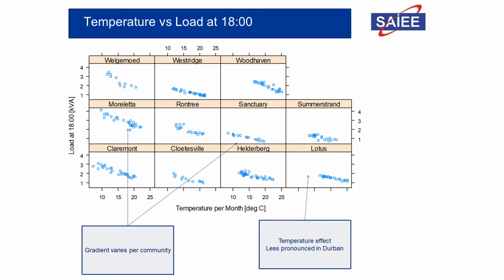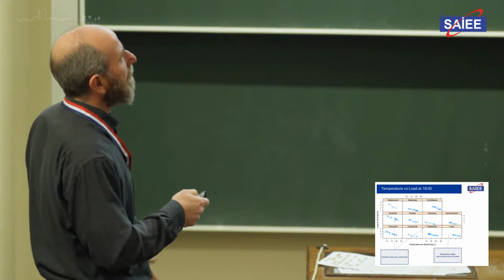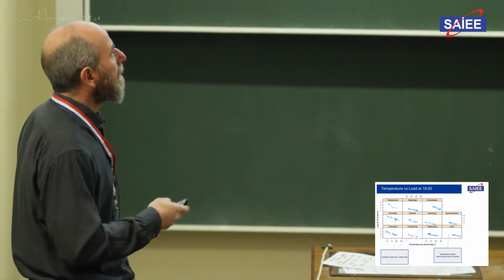There are some measurements as well later on, like temperature in different areas, maybe sunrise and sunset as well. So this is the 6 o'clock load. You can see the slope of the load varies. Maybe in Durban it's less pronounced than in Moroleta Park here in Pretoria. Okay, cool.